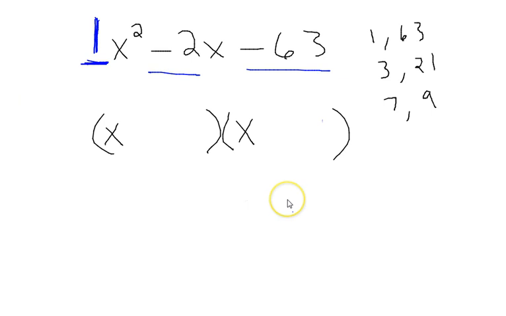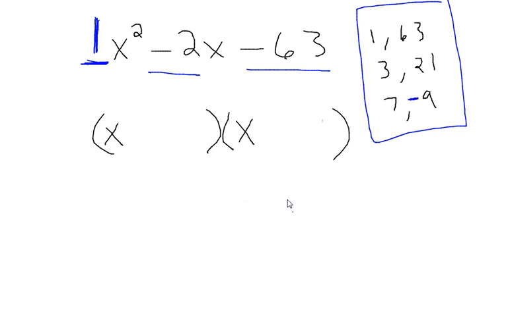So if I look at my box of numbers here, the two numbers that could possibly multiply to give me negative 63 and add to give me negative 2 would be the 7 and the 9 if I make the 9 negative and the 7 positive. So I would put plus 7 minus 9, and that would be my answer.